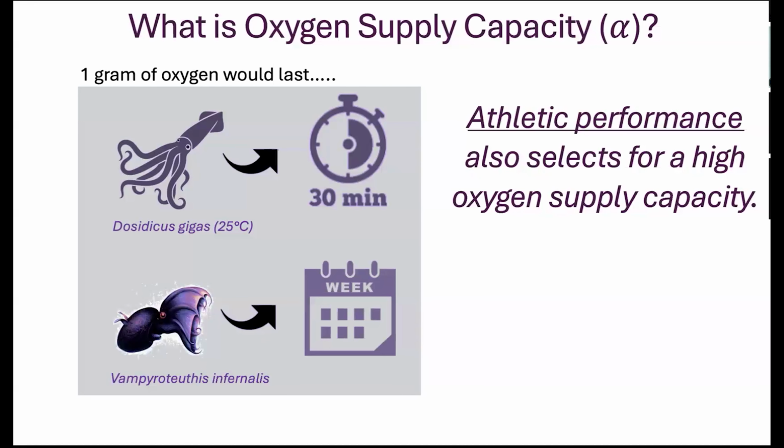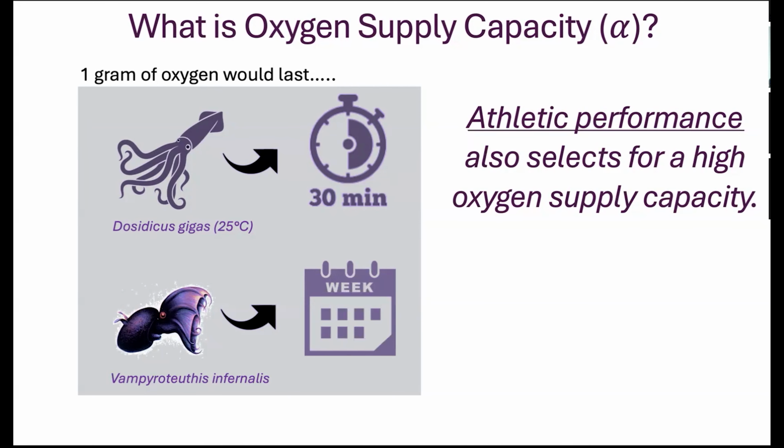So if we're talking about oxygen supply capacity, 1 gram of oxygen would supply the jumbo squid at 25 degrees Celsius for about 30 minutes. That same 1 gram of oxygen would supply the vampire squid for about a week at 5 degrees Celsius.